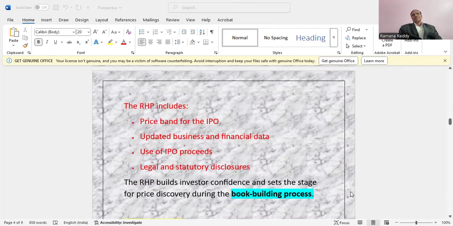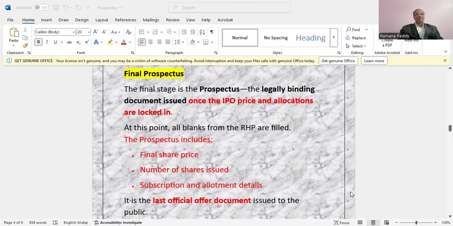This red herring prospectus, that is RHP, includes the price band for the IPO, updated business and financial data, use of IPO proceeds, and legal and statutory disclosures. So the RHP builds investor confidence and sets the stage for price discovery during the book building process.